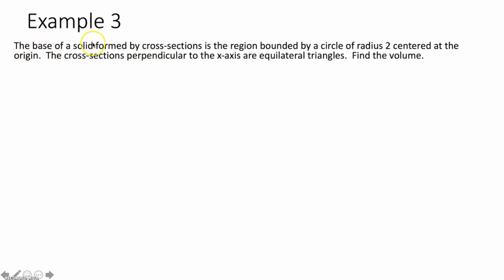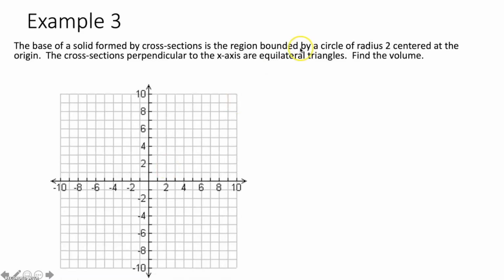Now example 3 says the base of a solid formed by cross-sections is the region bounded by a circle of radius 2 centered at the origin. The cross-sections perpendicular to the x-axis are equilateral triangles. Find the volume. So because we're not given anything here, it'd probably be smart to make a sketch. So we have a region bounded by a circle of radius 2 centered at the origin. So we're going to create a circle whose radius is 2 centered at the origin.